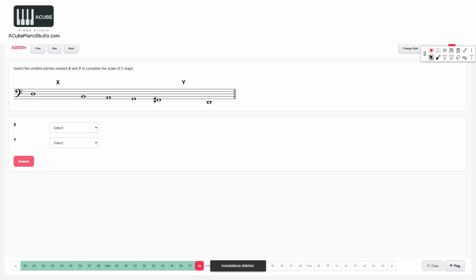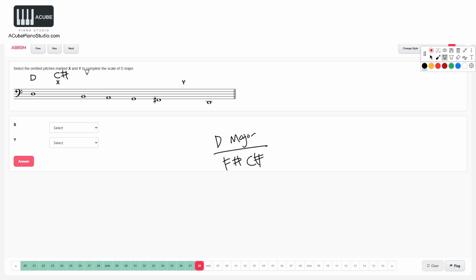Okay, next, let's take a look at this. Select the omitted pitches marked X and Y to complete the scale of D major. Before we do that, remember for D major, what do we have? D major has F sharp and C sharp, right? So all the F and all the C, we need a sharp. Now, let's start from this. This is D, and it's descending. So D, C, but because of the key signature, I need C sharp. D, C sharp, then B, A, G, F sharp, because of the key signature, then E, D. So X should be C sharp and Y should be E.